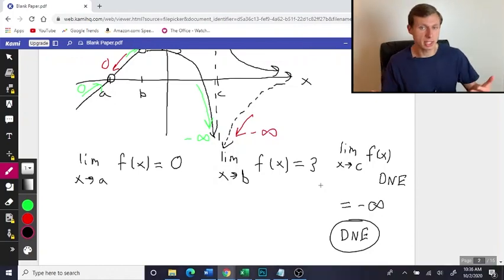And that's pretty much a basic introduction as to what limits are, how they're different from the actual value like f of x, and how you can compute them using graphs.